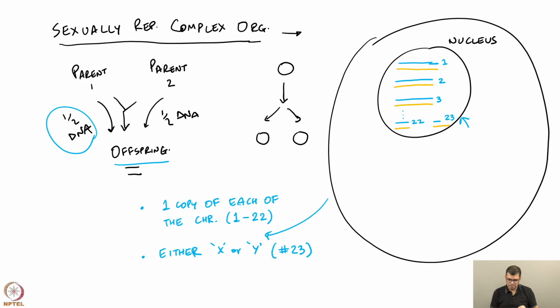So, the question then becomes: since I have two copies of chromosome 1, this and this, which of the two copies do I pass to my progeny? Is the choice completely random? Does one have a greater chance of being passed on over the other? That is the question that we will be looking at, and that is the question that makes sexual reproduction quite amazing.